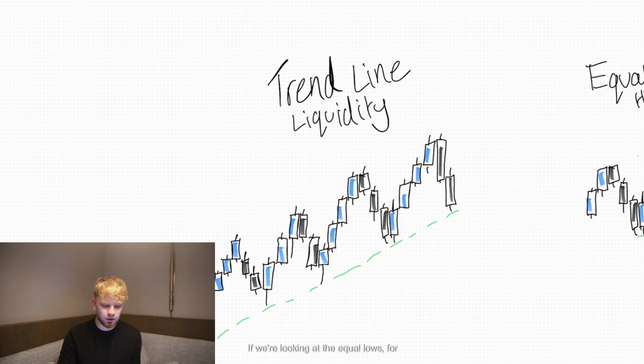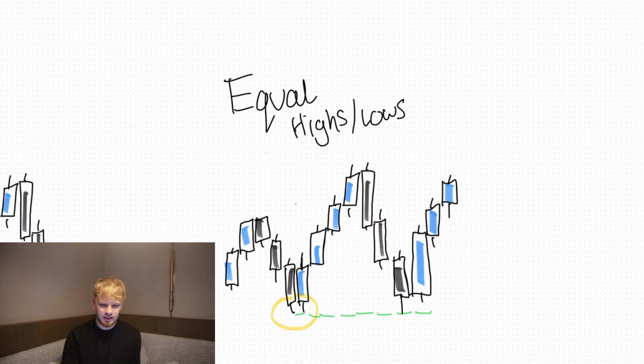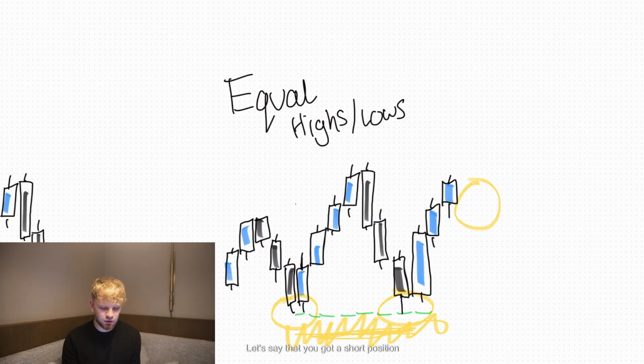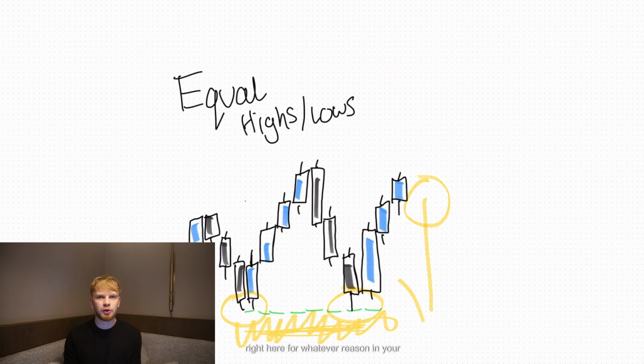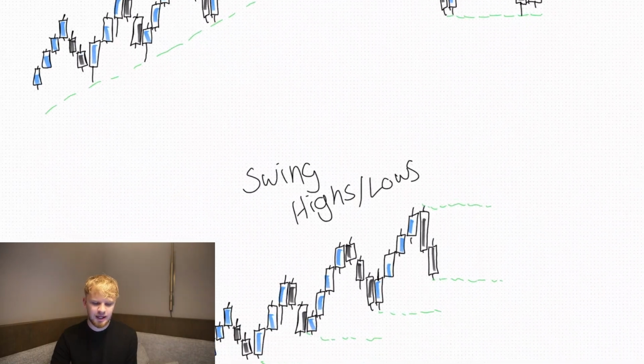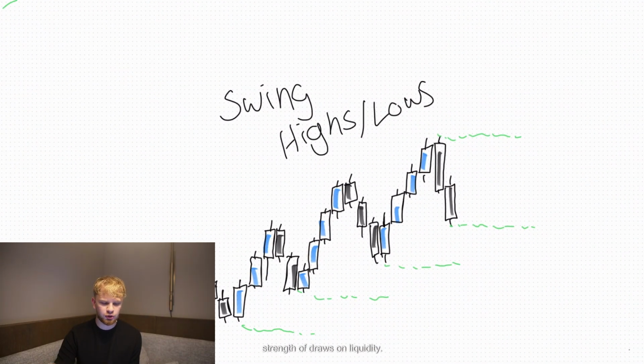If we're looking at the equal lows, for example, equal lows are when we come to the exact same point in the market more than once. This creates lots of liquidity where orders are resting in the market and where price action wants to be drawn to. Let's say that you got a short position right here for whatever reason in your model. The most likelihood of where price action wants to go is to these equal lows in the market. Okay, simple as that. That is all liquidity is, simply where stop losses are resting in the market, and you can find that out by finding the stronger draws on liquidity.